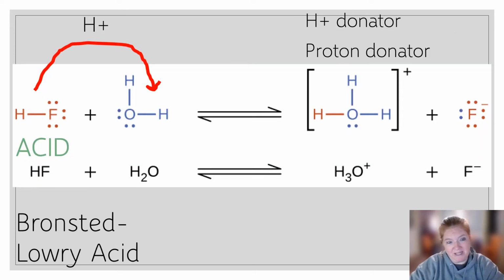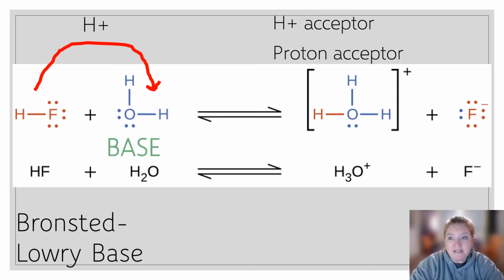When we're looking for Bronsted-Lowry acids, we're looking for the H plus or proton donor, donating H pluses, donating protons. Bronsted-Lowry bases are acceptors of the H plus.